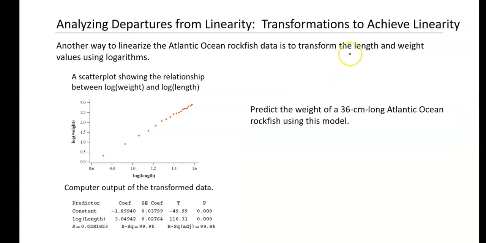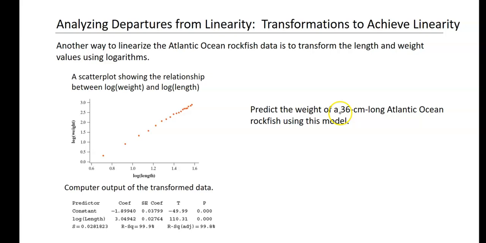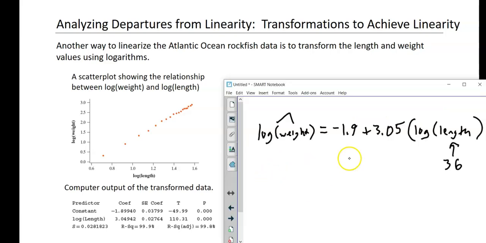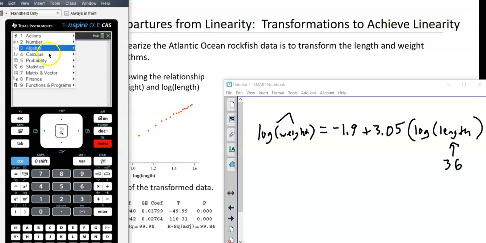Okay, so it says in the problem, predict the weight of a 36 centimeter long Atlantic Ocean rockfish. So we're going to plug in 36 for length and predict the weight. So get your calculators out. We're not going to use math to solve this. You could if you wanted to. But for the rest of us, this is stats class. So algebra, solve.